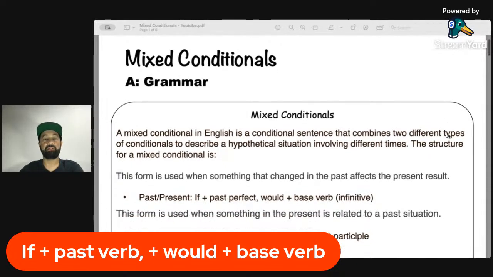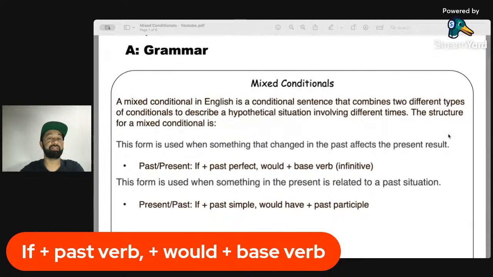So if we just read along here, it says this conditional in English is a conditional sentence that combines two different types of conditions. We're usually using it for a hypothetical situation. We're talking about two different times. Okay, so mixed conditional. That's what we're going to look at.